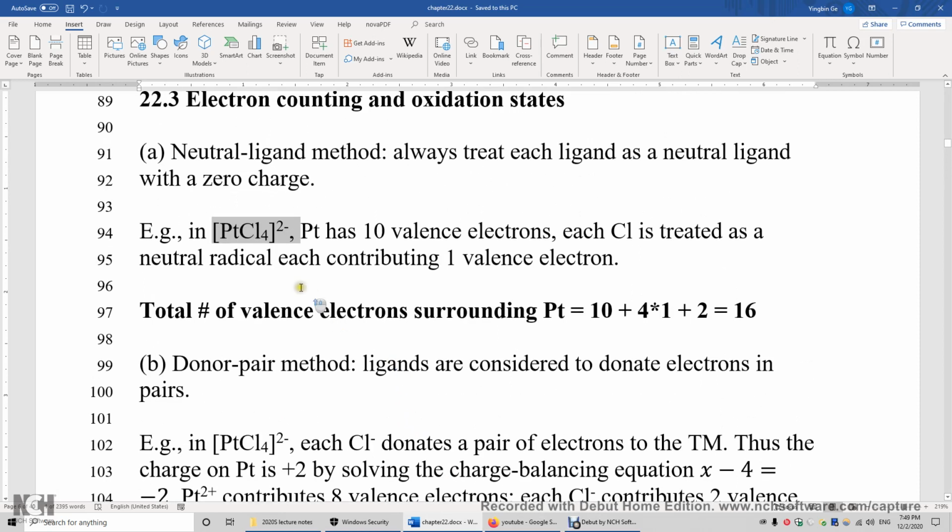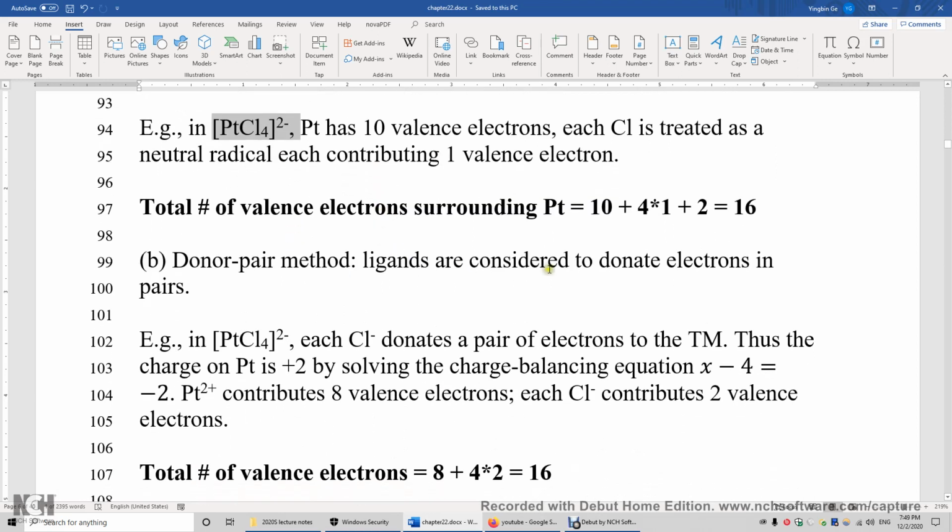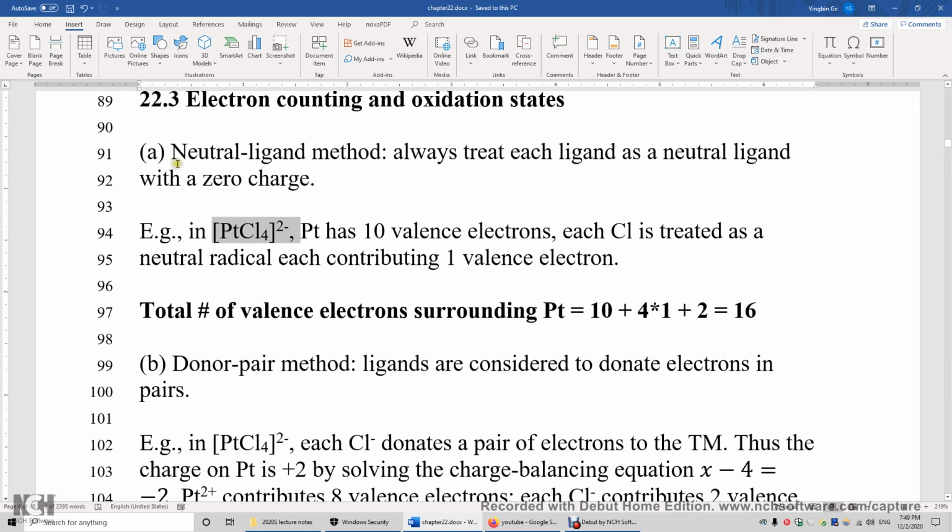So by using the neutral ligand method, we get 16. By using the donor pair method, we also get 16. And this is indeed a correct number. Indeed, 16 valence electrons surround the transition metal center. So both methods give us the correct number of valence electrons. However, the neutral ligand method does not make any sense, considering chlorine as a neutral radical.